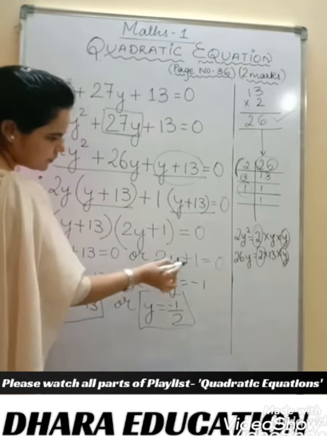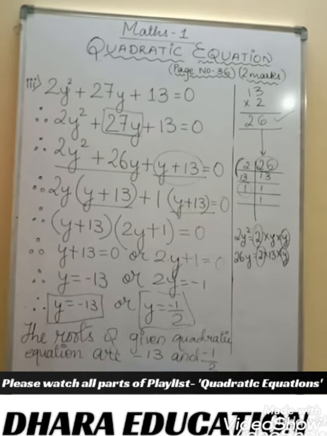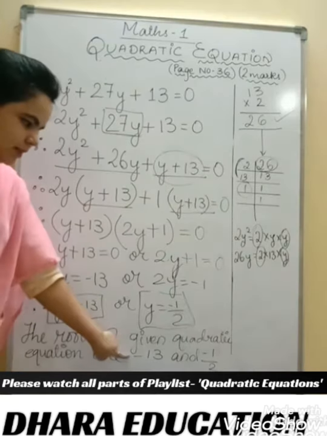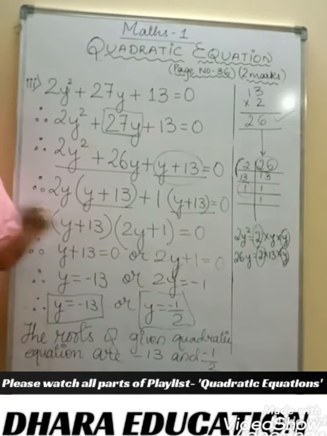Okay, so this is the final answer: y is equal to minus 13 or y is equal to minus 1 upon 2. So students, the last statement: the roots of the given quadratic equation are minus 13, that is this one, and minus 1 upon 2, that is this one.